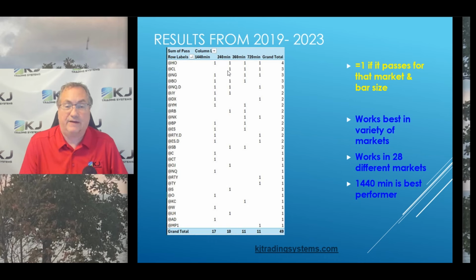But it worked overall in 28 different markets, at least one bar size, and overall the 1440-minute bar performed the best with this. But that gives you a sense of, hey, this kind of entry worked, where it gave profitable results over this period in all these different markets. So it's a good first test that you can say, hey, maybe there's something to it. Maybe I should go on and do the rest of my testing.